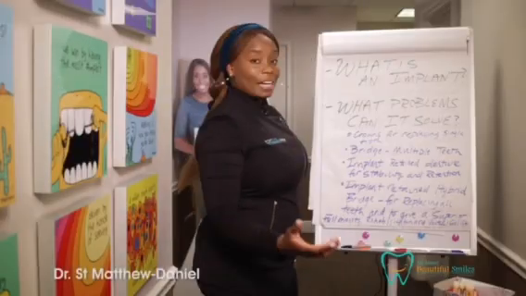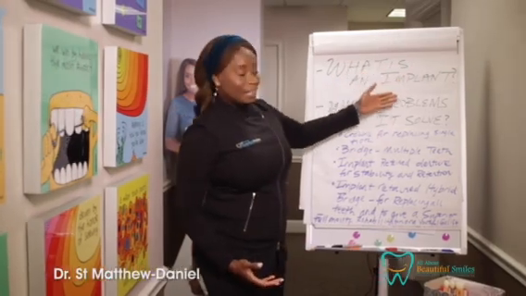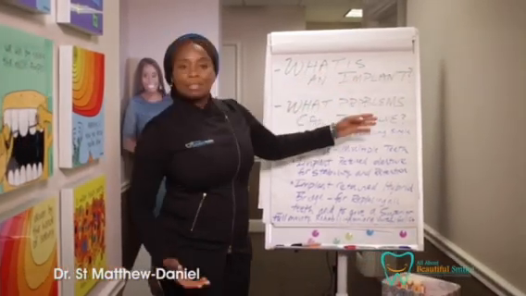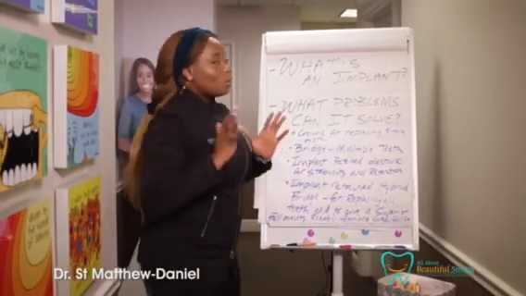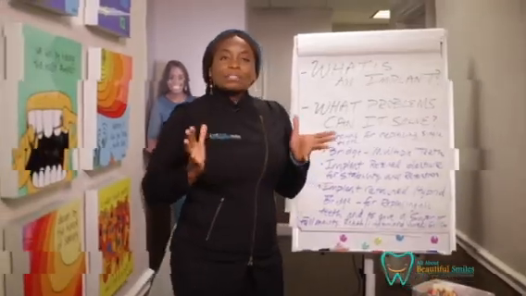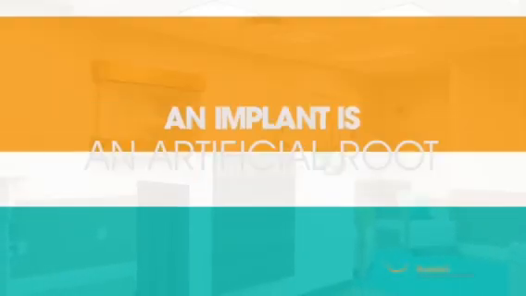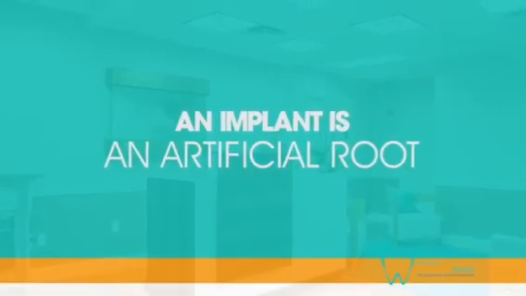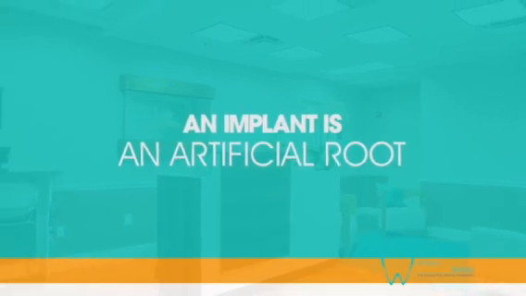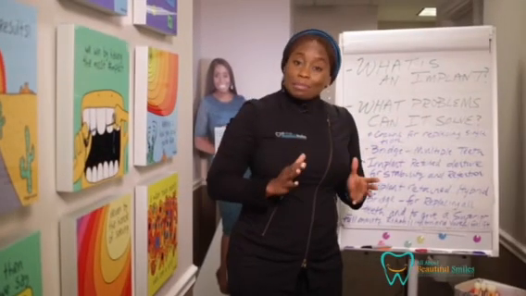Hi, so today I'm talking about what is an implant and what problems can it solve. So what is an implant? Well, you can think of an implant simply as an artificial root. That's really simply what it is. It's similar to a screw.